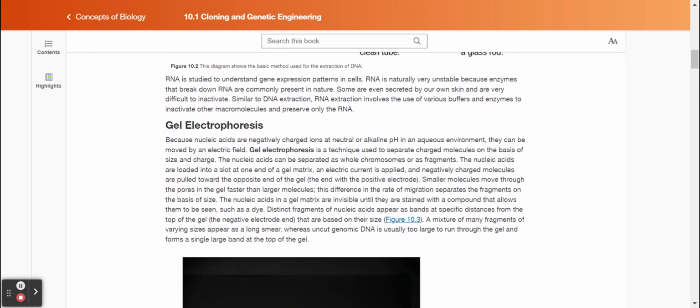RNA is studied to understand gene expression patterns in cells. RNA is naturally very unstable because enzymes that break down RNA are commonly present in nature. Some are even secreted by our own skin and are very difficult to inactivate. Similar to DNA extraction, RNA extraction involves the use of various buffers and enzymes to inactivate other macromolecules and preserve only the RNA.